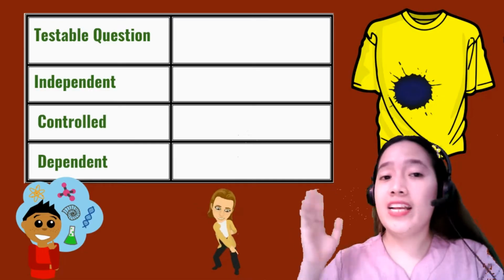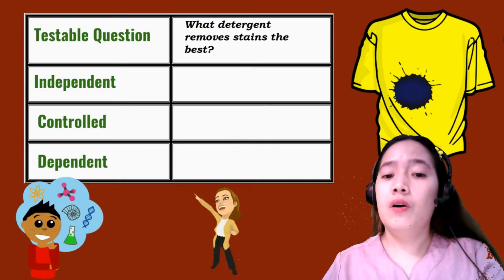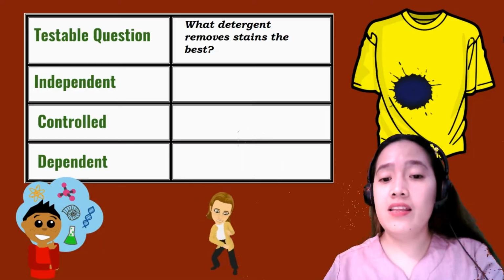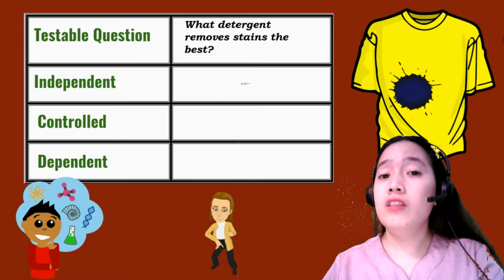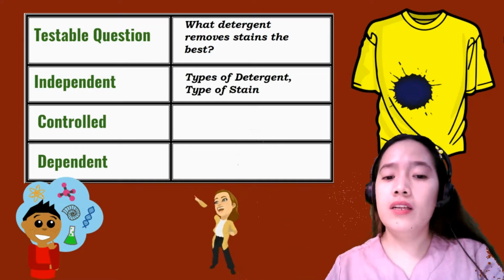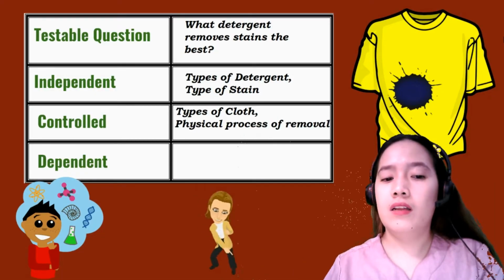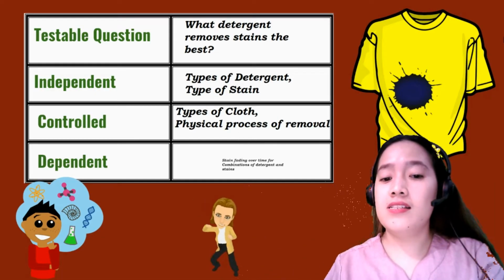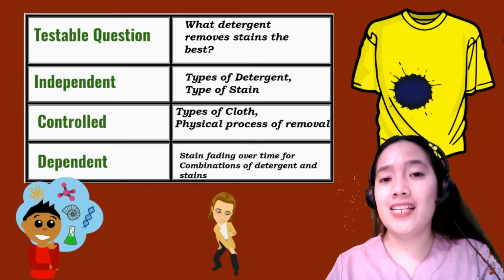So I have here an example. The testable question is, for example, what detergent removes stains the best? The independent variable: type of detergent or type of stain. The controlled variable: type of cloth or physical process of removal. The dependent variable is stain fading over time for the combination of detergent and stains.